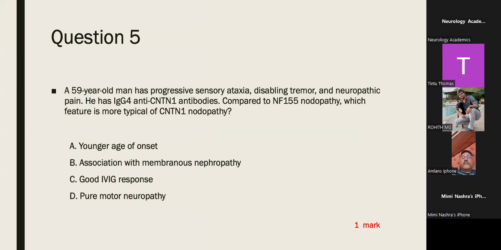Moving on to the next question. A 59-year-old man presented with progressive sensory ataxia, disabling tremor and neuropathic pain. He has IgG4 anti-contactin 1 antibodies compared to NF155. Which feature is the most typical of contactin 1 nodopathy? Options are younger age of onset, association with membranous nephropathy, good immunoglobulin response, poor motor neuropathy.